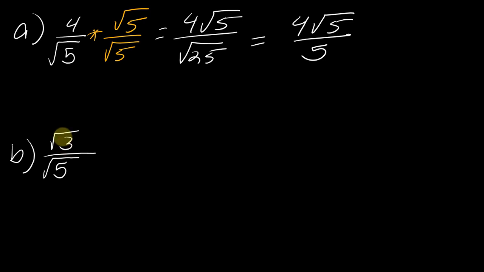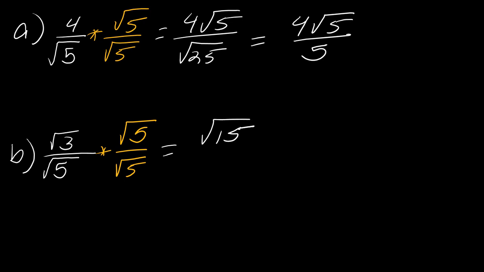Now, in this case, I have square root of 3 over square root of 5. So you only need to multiply by the thing that's in the denominator. So in this case, I'm just going to multiply by the square root of 5 on top and on bottom. And in this case, I will get square root of 15 over the square root of 5.